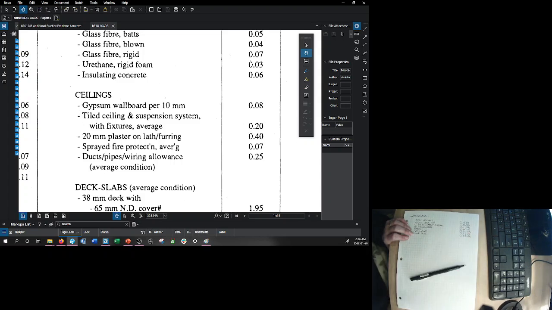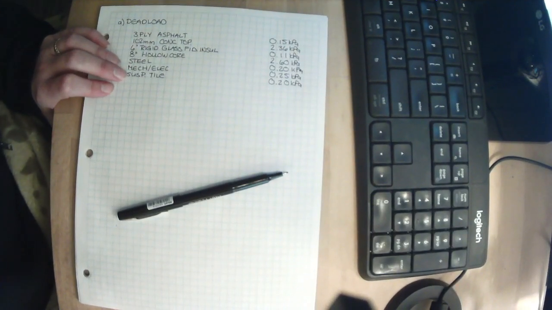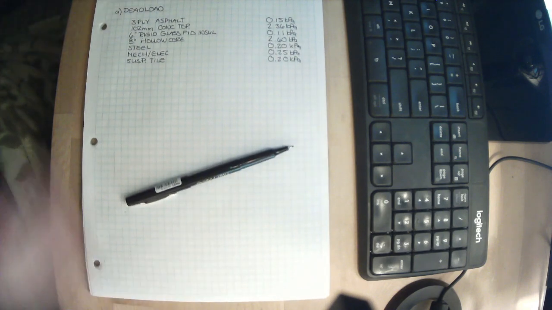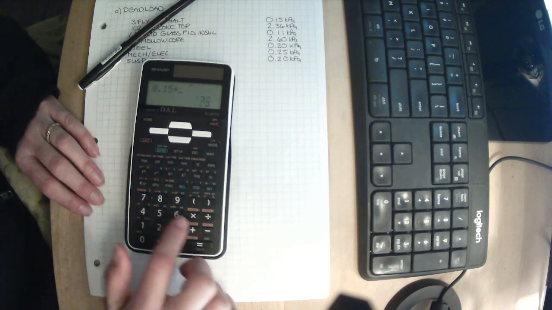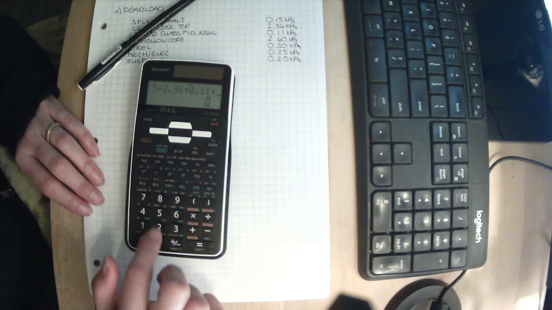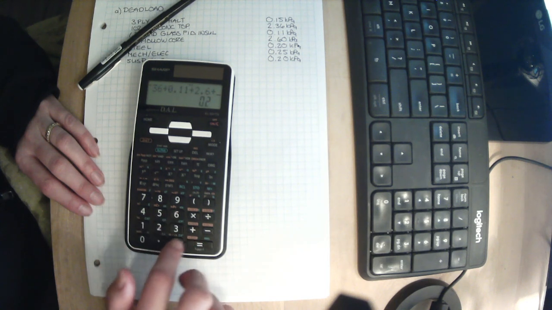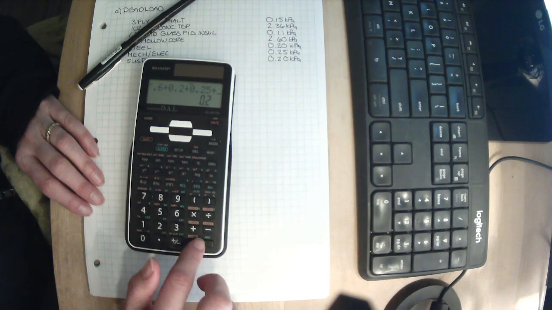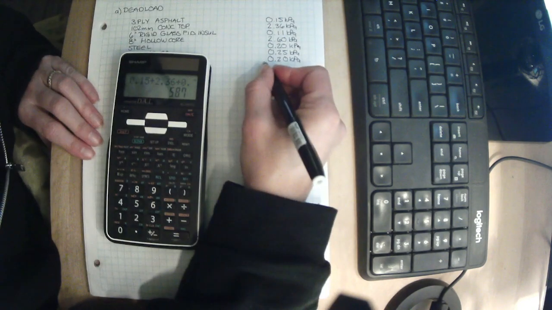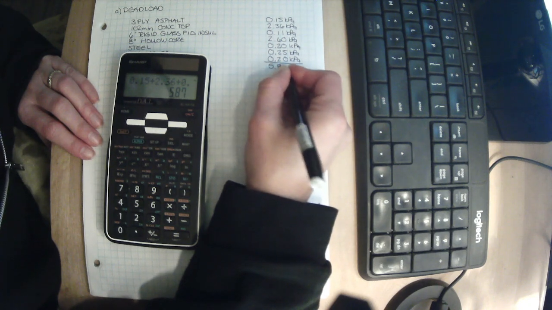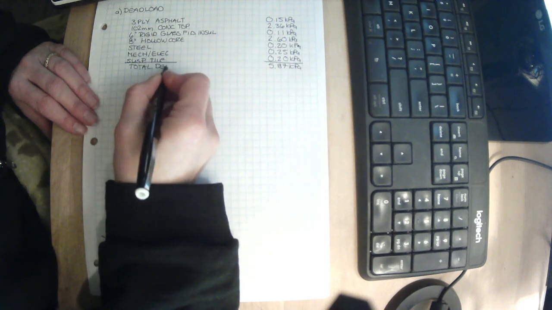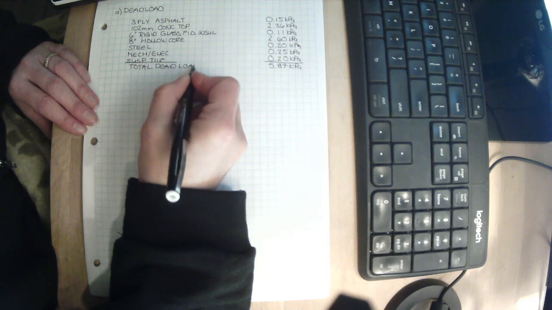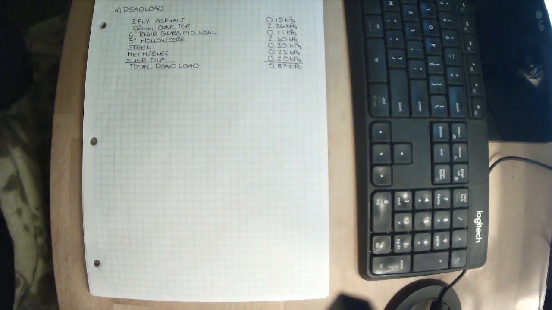So it looks like we have all the elements that make up our roof here. Let's add these all up. So we have 0.15 plus 2.36 plus 0.11 plus 2.6 plus 0.2 plus 0.25 plus 0.2 equals 5.87 kPa. So our total dead load. All right, it looks like we've solved part A.